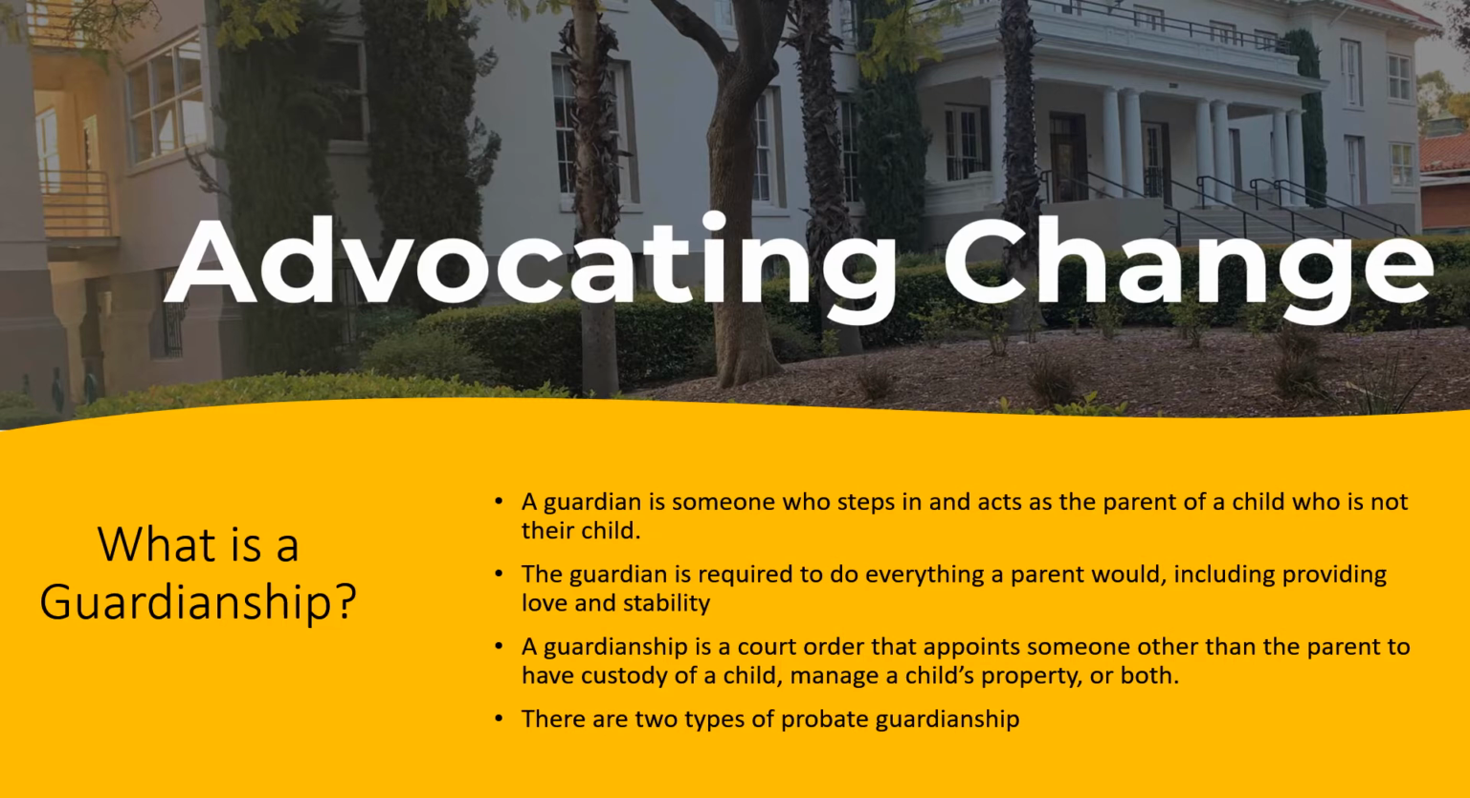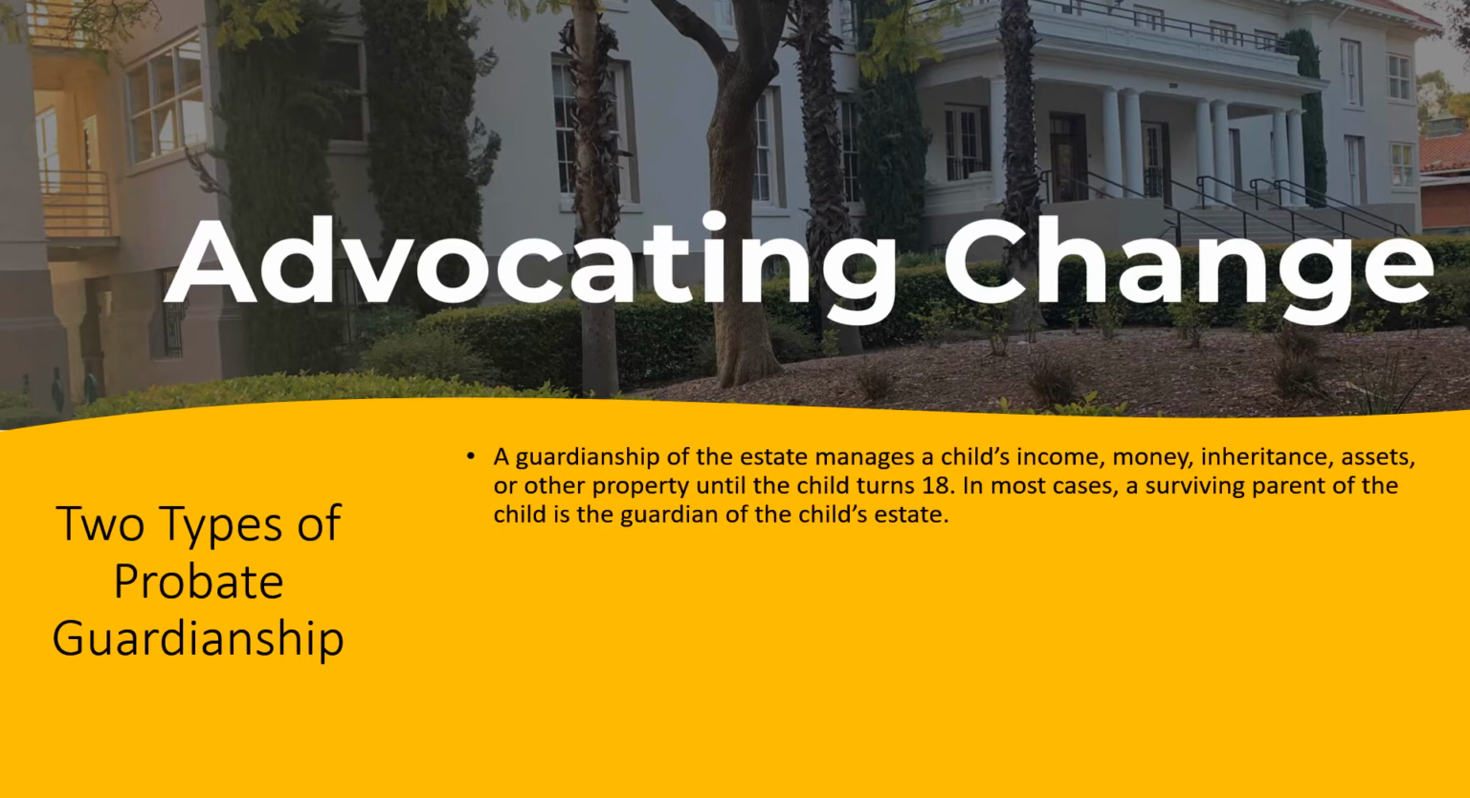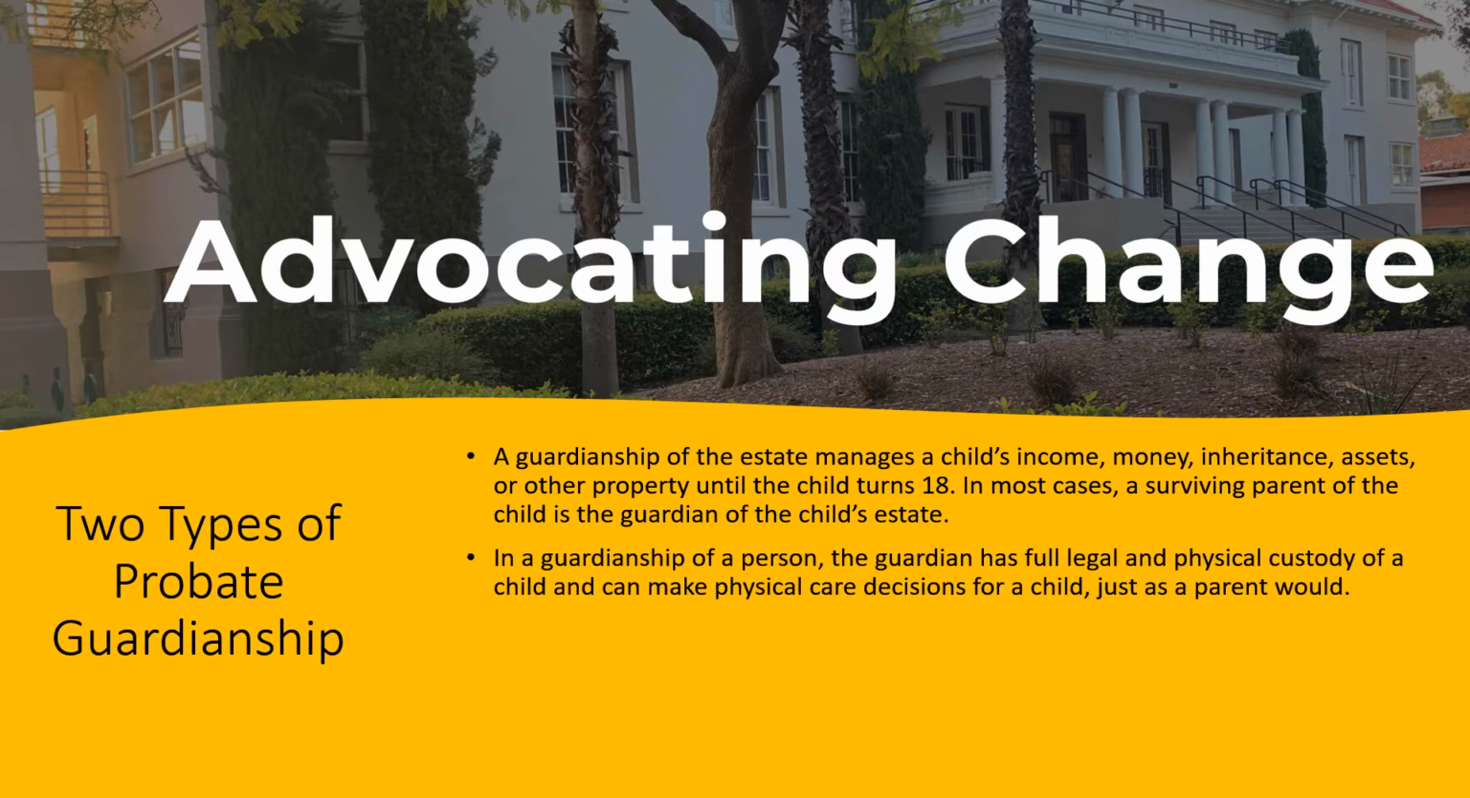There are two types of probate guardianship. A guardianship of the estate manages a child's income, money, inheritance, assets, or other property until a child turns 18. In most cases, the surviving parent of the child is the guardian of that child's estate. In a guardianship of the person, a guardian has full legal and physical custody of a child and can make physical care decisions for a child just as a parent would.